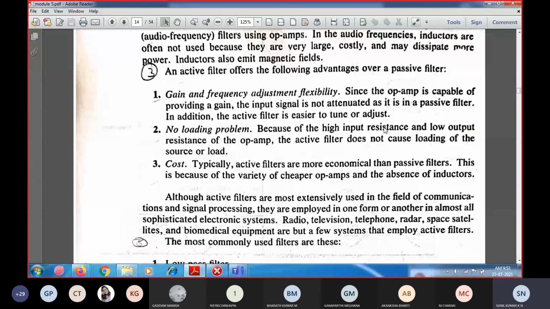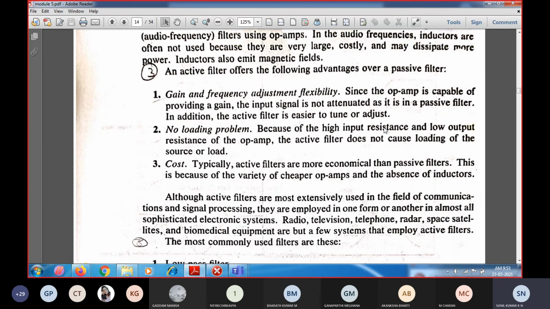At the same time, cost also plays a major role in any IC design or any type of electric filters topic. Typically, active filters are more economical than passive filters. Why? Because of the cheaper rate of op amps, we have that advantage. So these three are the important points which have to be considered in the case of active filters when compared to passive filters.